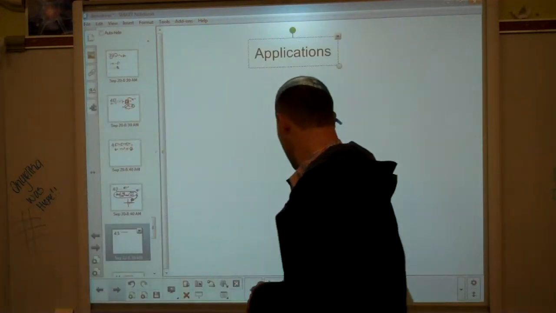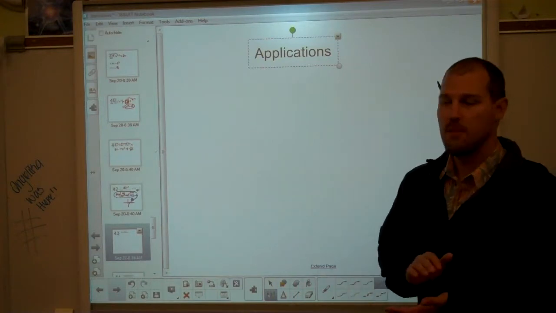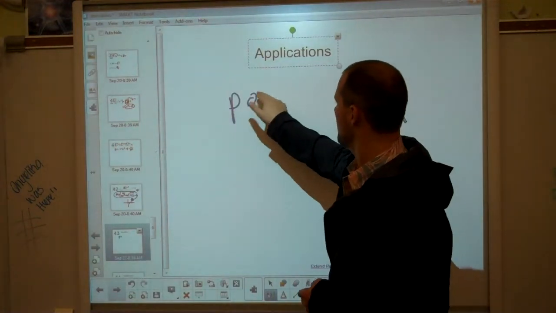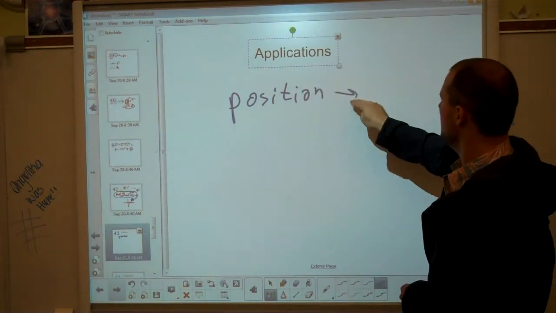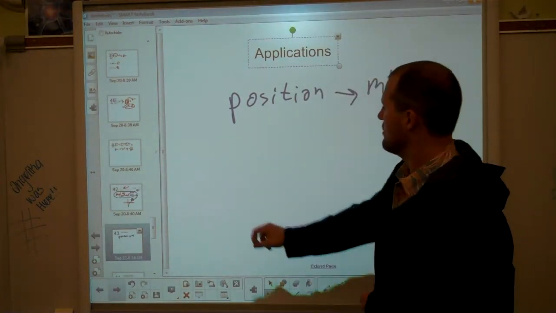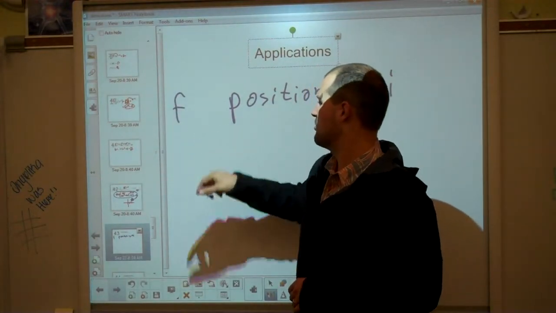Okay, we'll talk a little bit about physics, and then we'll get out of here. So let's start with a position function, something that tells us where we are in space. And let's make the units of that function be miles. I'm going to call that the f function.